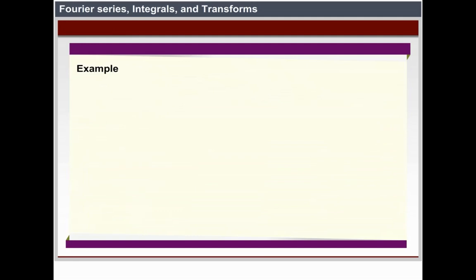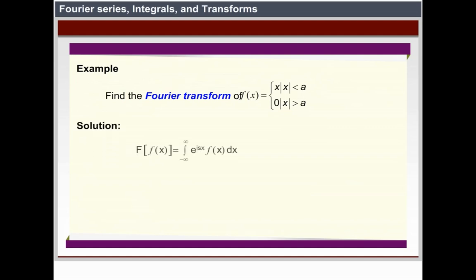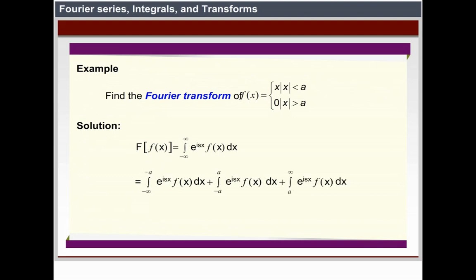Example. Find the Fourier transform of f of x equal to x for modulus of x less than a, 0 for modulus of x greater than a. Solution. Capital F of small f of x equal to integral minus infinity to plus infinity e power isx into f of x into dx equal to integral minus infinity to minus a e power isx into f of x dx plus integral minus a to a e power isx into f of x dx plus integral a to infinity e power isx into f of x dx equal to integral minus a to a e power isx into f of x dx.